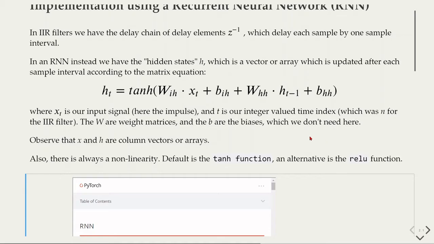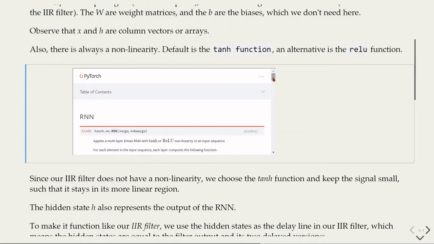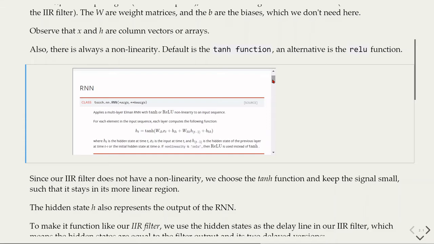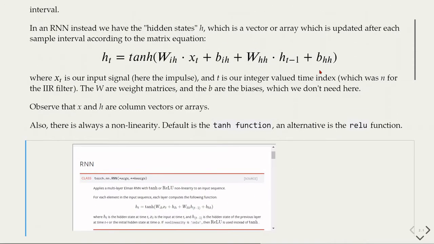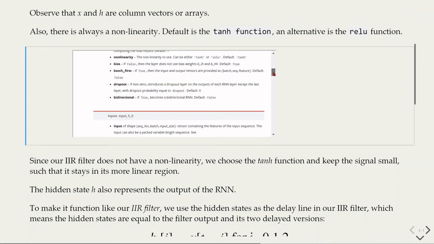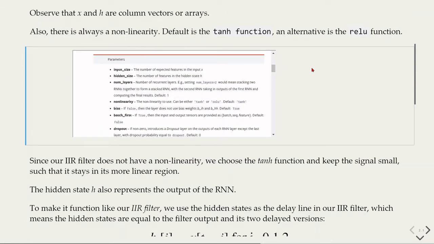And here from the PyTorch documentation, you have a class for recurrent neural networks that will apply a multi-layer Elman RNN with tanh or ReLU. That can also be used as an alternative. And for each element in the input sequence, each layer computes the following function, which we have here. You can read more. Very important to understand the documentation, implement things.